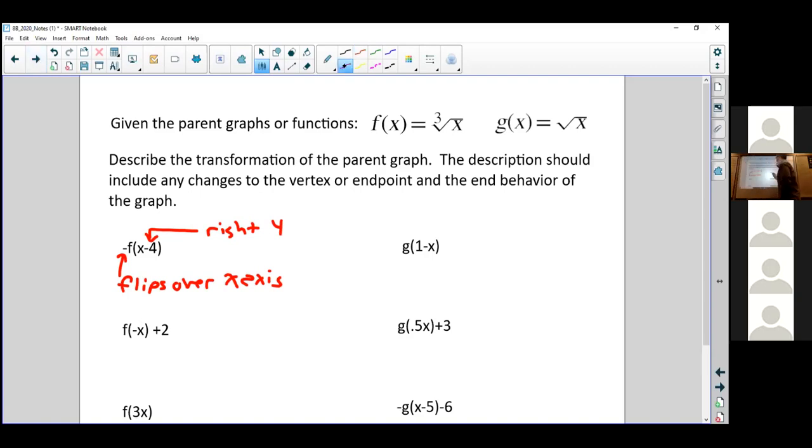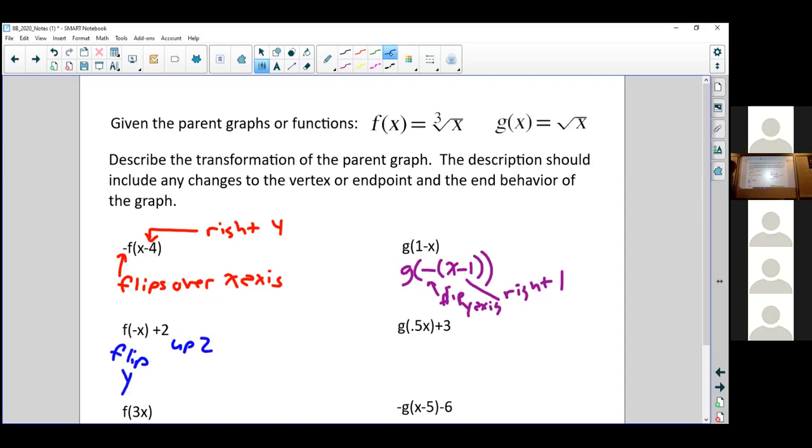For this next problem, for the g right here, I'm going to change this to negative x minus 1, like that. So this is going to go right 1, flip over the y-axis. This one here goes up 2, flip over the y. This one here goes up 3, and that 0.5x is going to be 0.5, same thing as 1/2. So that's going to be by a factor of 2.